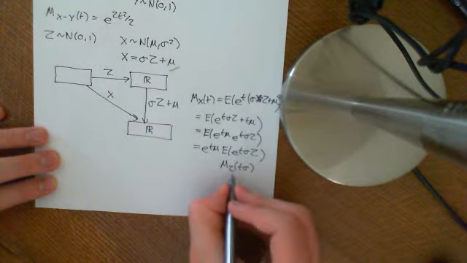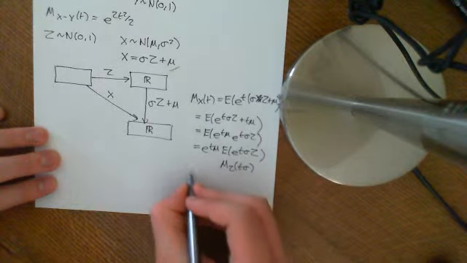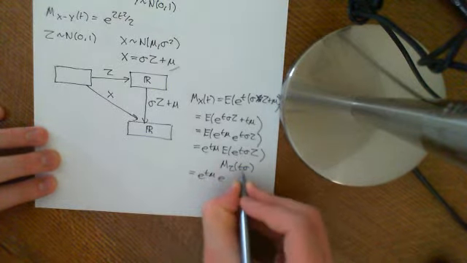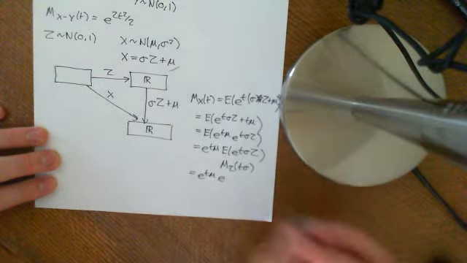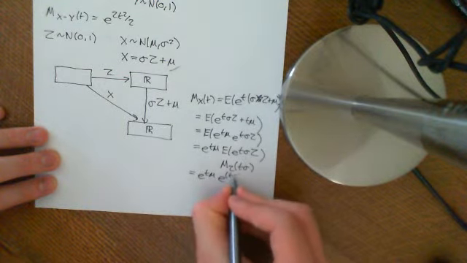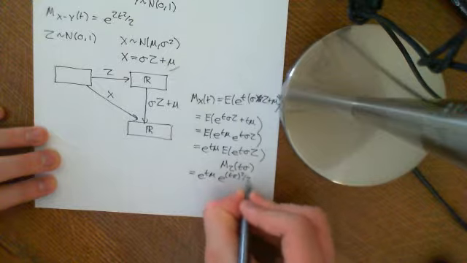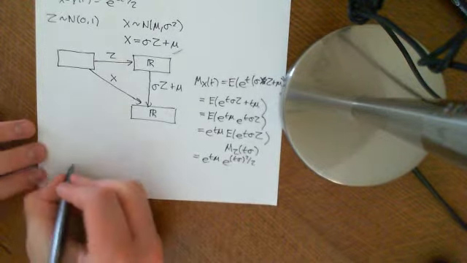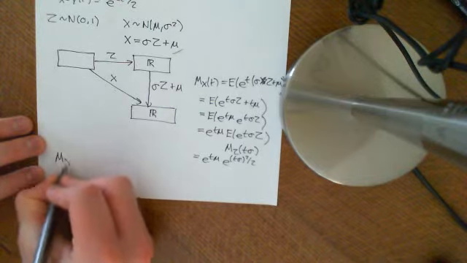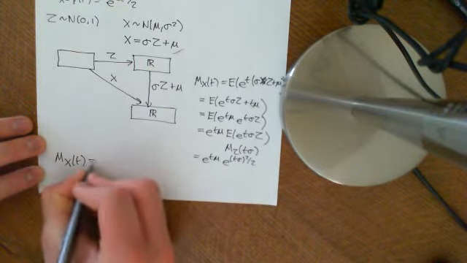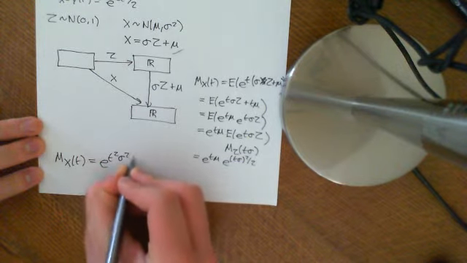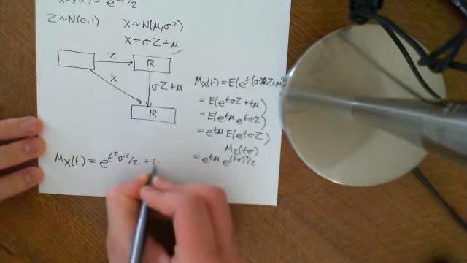Okay, and we know the moment generating function of a standard normal distribution, so we can just fill this in: e to the t mu, and then it would be e to the t squared over 2, but now we need to put in e to the t sigma squared over 2. So we know that the moment generating function for a general normal distribution is equal to e to the t squared sigma squared over 2 plus t mu.